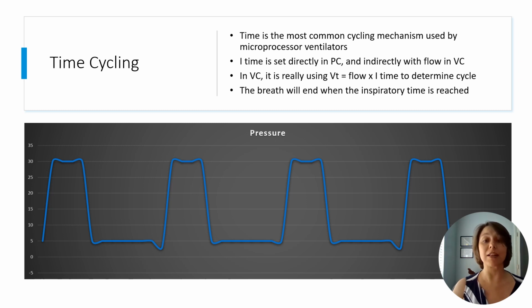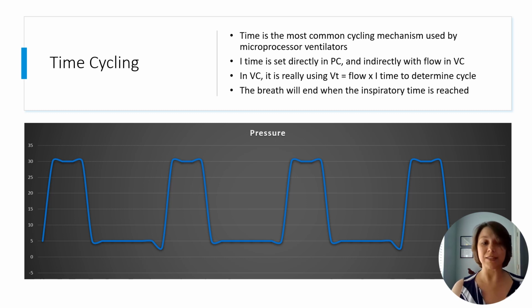I-time is set directly in pressure control and indirectly with flow and volume control. If you're in volume control, it's really using an equation. There are flow sensors there that are measuring flow. It has a set tidal volume. If you haven't learned this equation yet, you will. It's tidal volume equals flow times I-time. And so it knows how much tidal volume it's meant to give. It's able to sense the flow, and it calculates the amount of time that is needed before inspiration ends. So the breath will end when inspiratory time is reached.